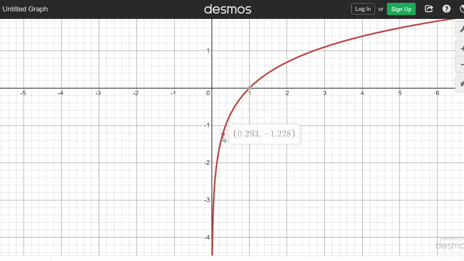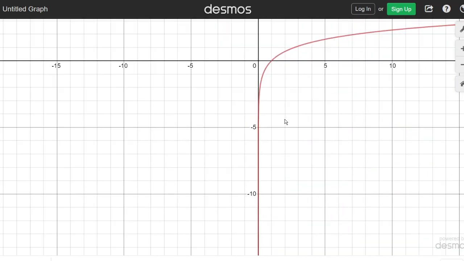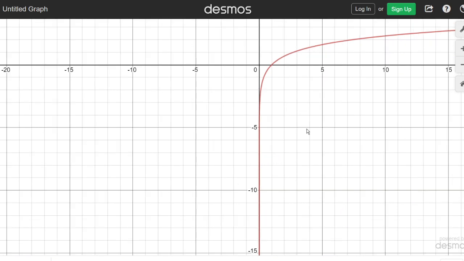We are trying to get the limit of the function as x approaches 0 from the right. You follow that curve, right? Making x get closer and closer to 0 from the right, tinier and tinier. Anybody want to tell me the limit? If I zoom out. Anybody want to tell me the limit? Negative infinity.